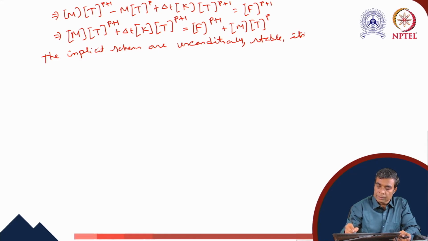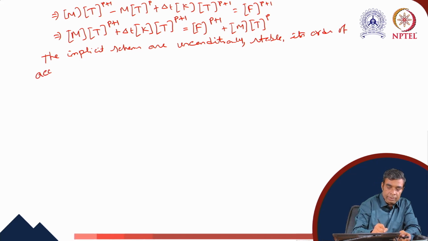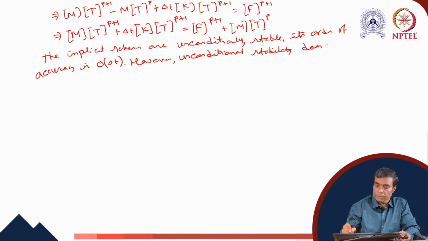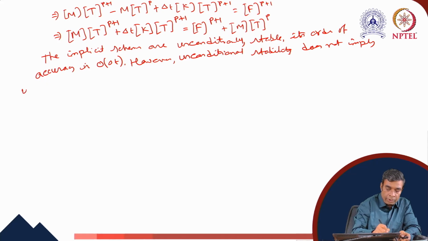Its order of accuracy is order of delta T. However, unconditional stability does not imply unconditional accuracy.